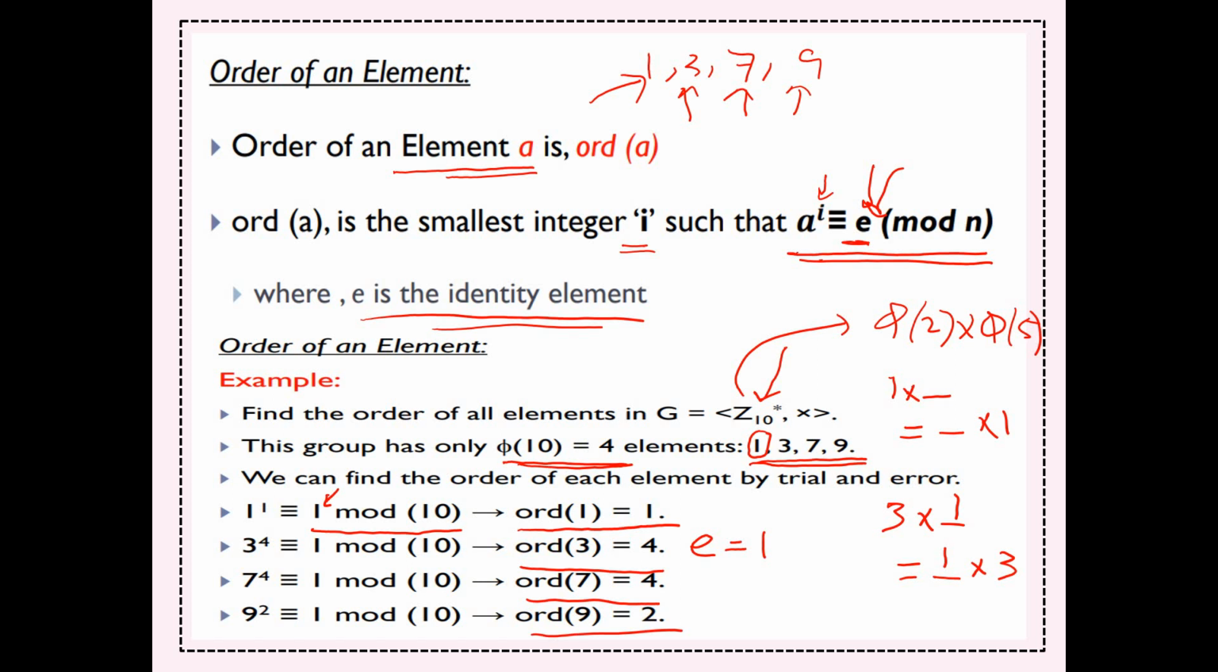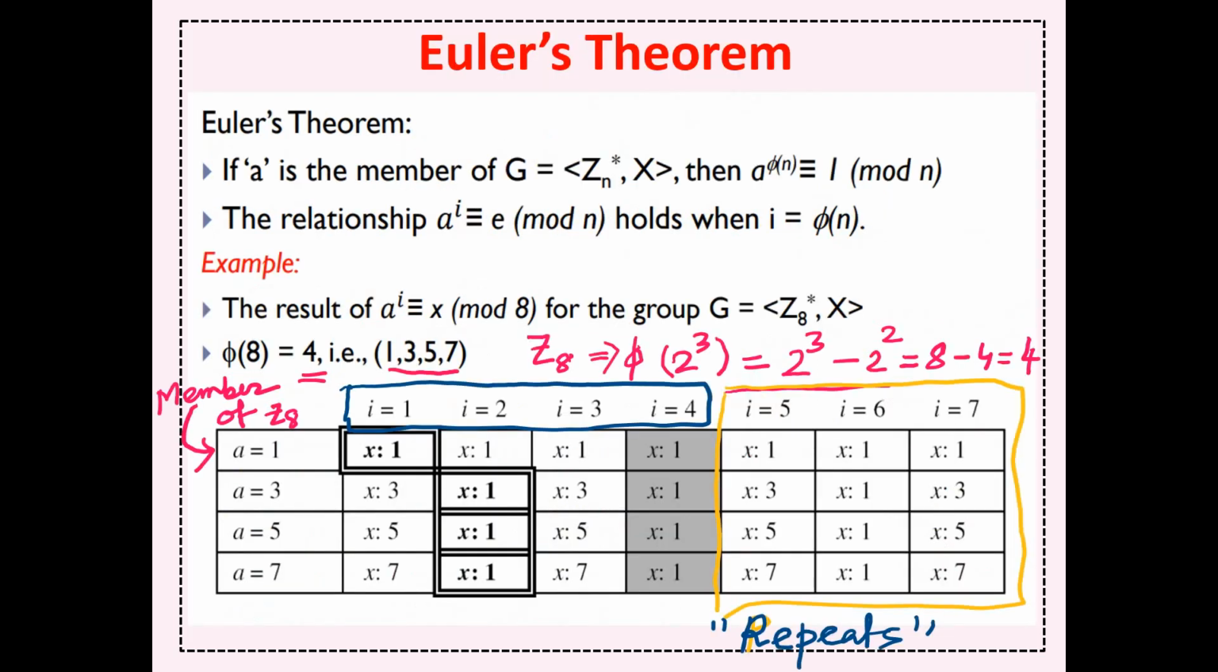So the order of elements should be considered with respect to this particular equation, a to the power I congruent to E mod n, where E is the identity element. For every group, we have to find out what the identity element is, and then substitute and satisfy the equation to find I. Now to make it a little more elaborate, this was an example with only 4 elements. So let's take a little bigger example.